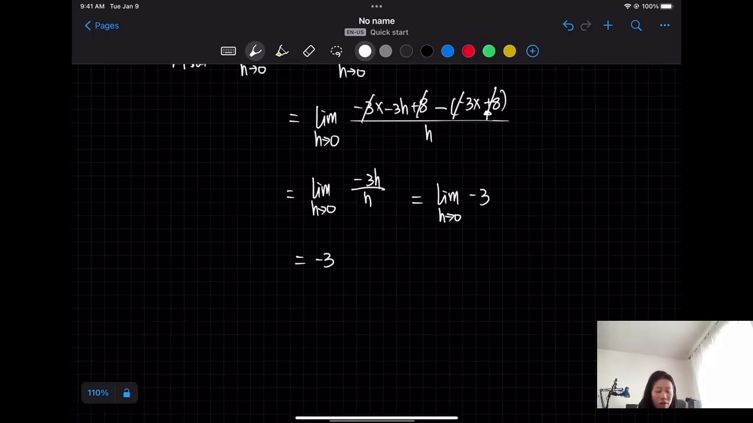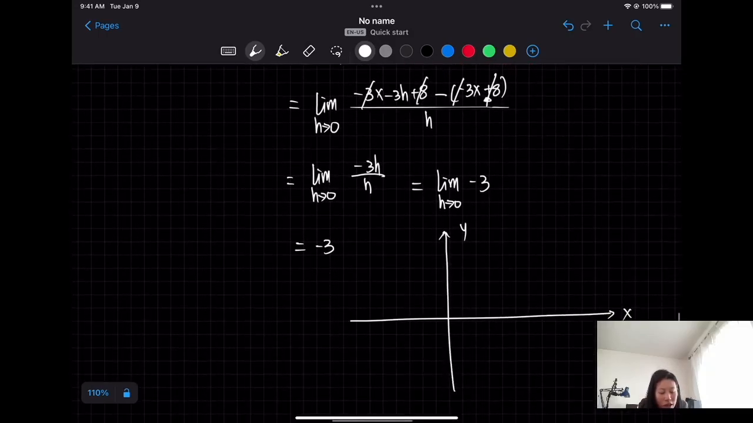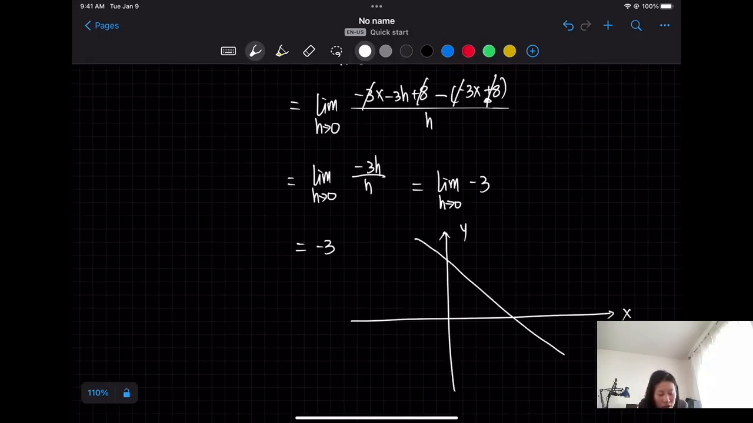So now let's take a graph. What does this graph look like? Well, this is a linear function. On the graph, the linear function is what? Negative 3x plus 8. So the graph is going to look like this one.